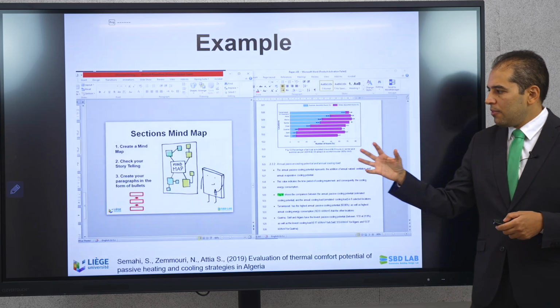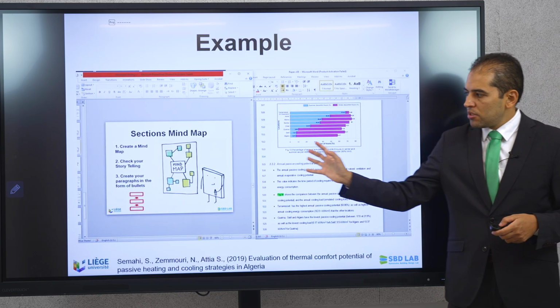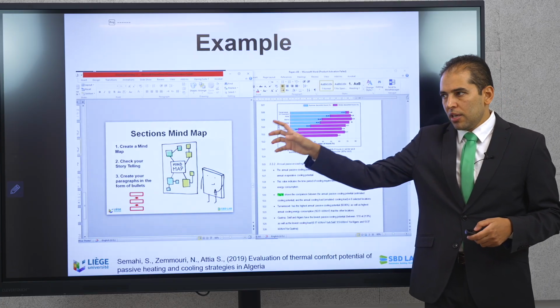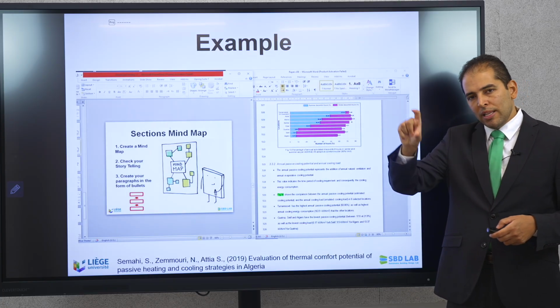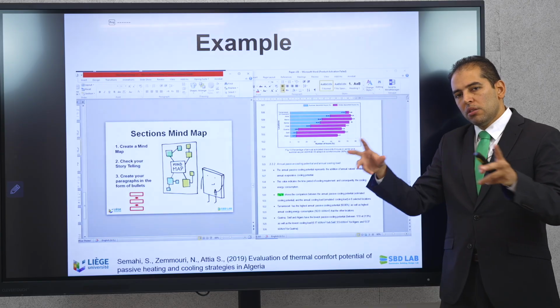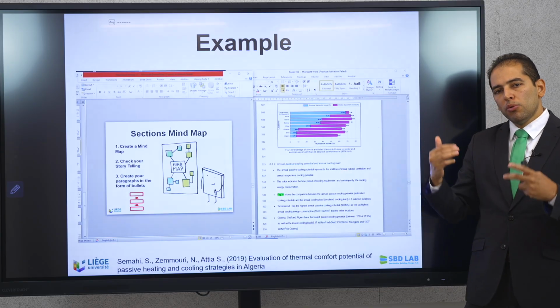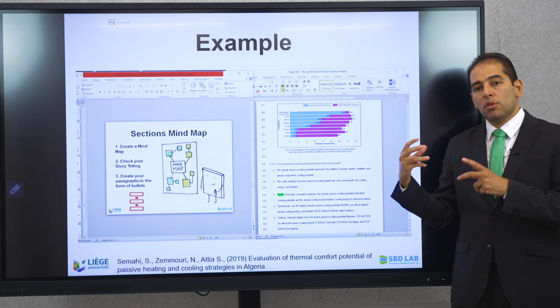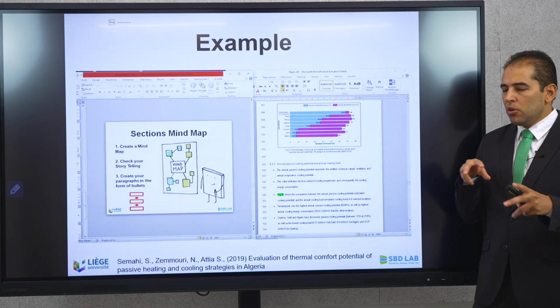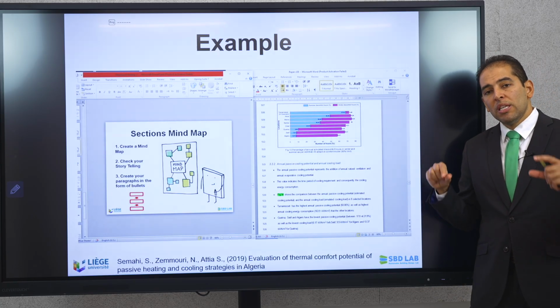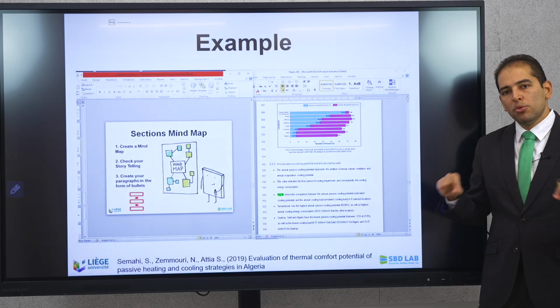So this is an example, one of my papers. We first created our mind map. We said, okay, we will put this table and then this figure. Here we will talk about topic X. Then we will follow with another figure and another table. We talk about topic Y. And then we will go to topic 3. We will do a comparison, and we'll have another table, and then we will do the conclusion.